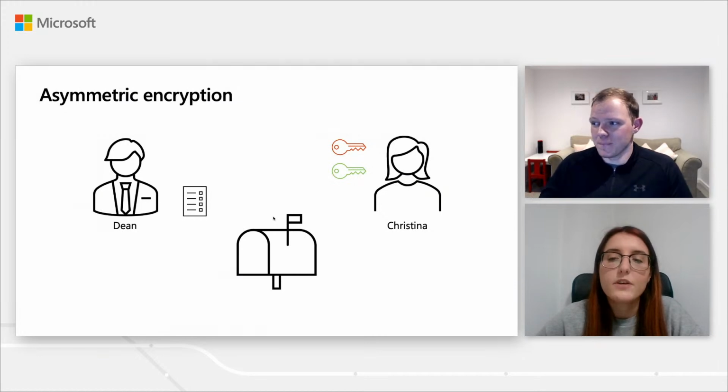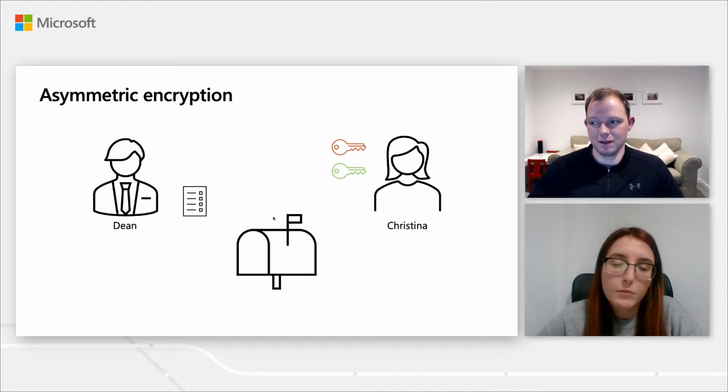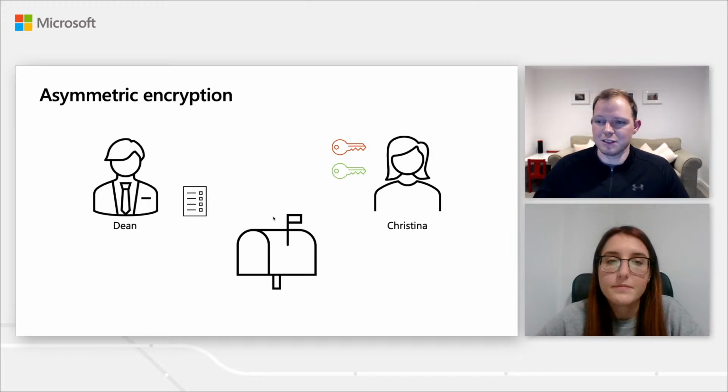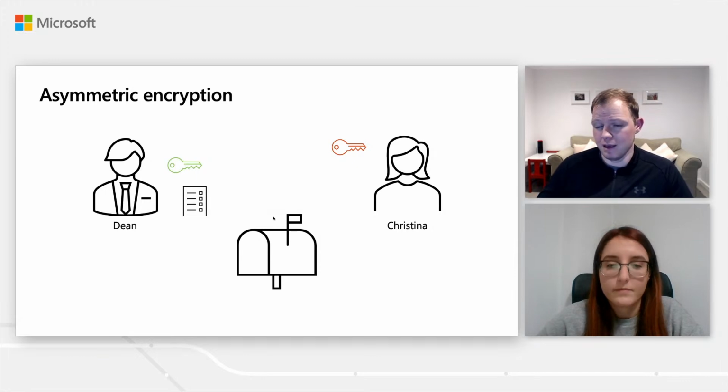Yes, so asymmetric encryption is a little bit different, as Dean said, and the best analogy for it is a mailbox. Anyone can put mail into my mailbox, but only I can retrieve the documents, because I have the key. So in this example, all I need to know is where Christina's mailbox is. She has two keys, a private key and a public key. The public key is public. She can share that with anyone.